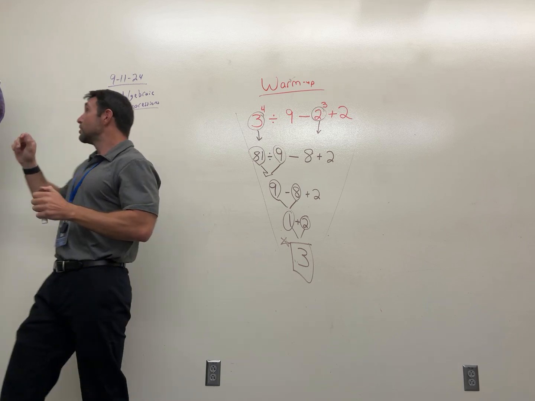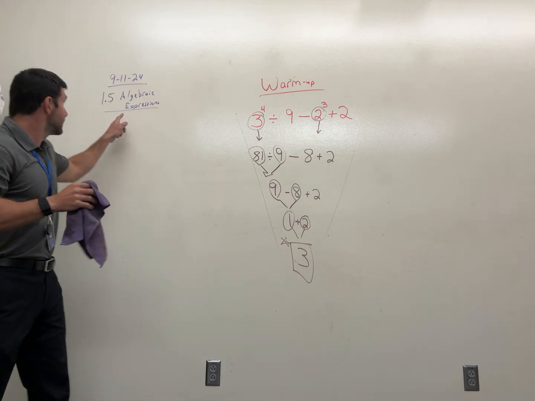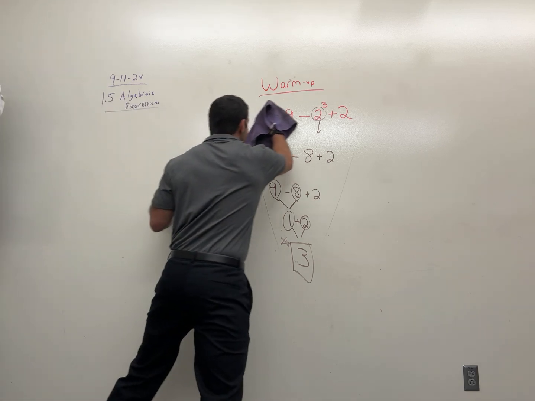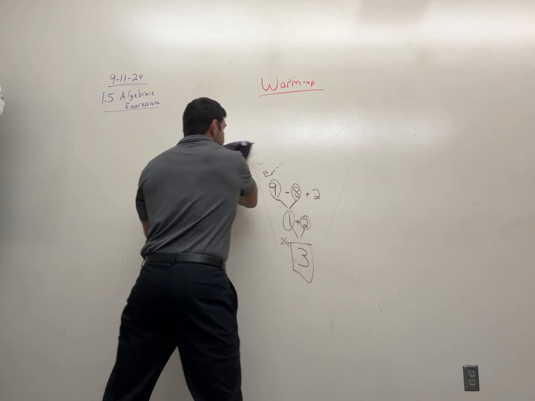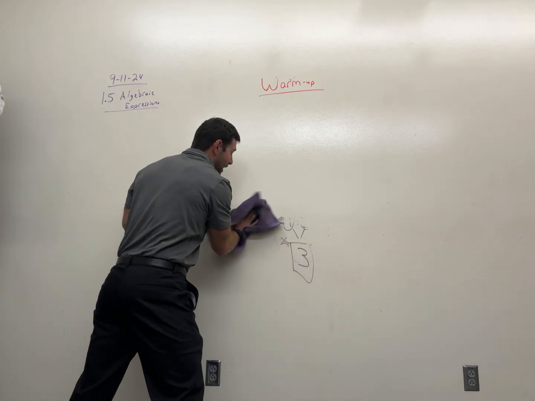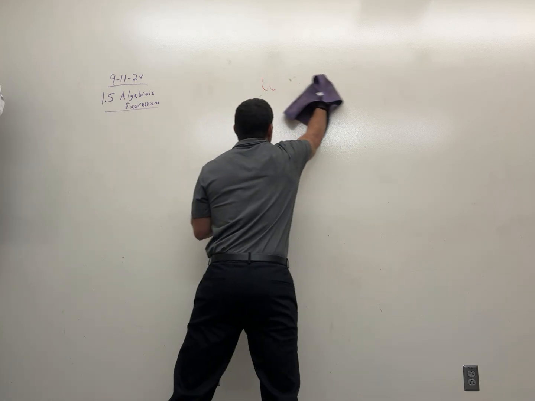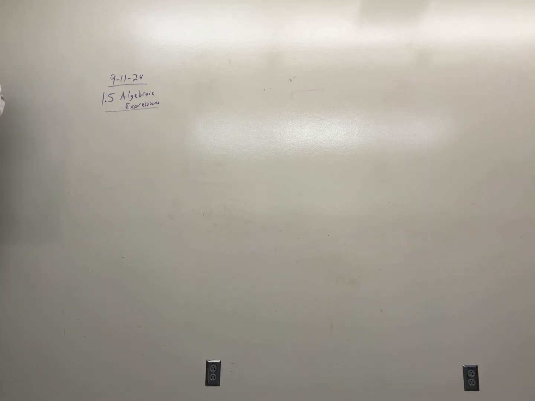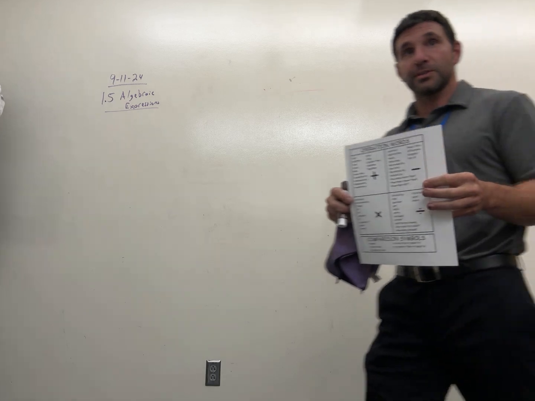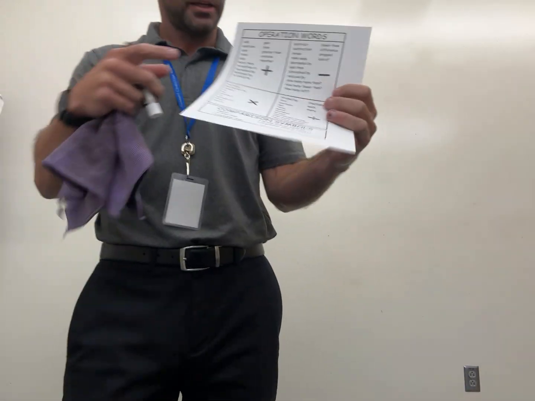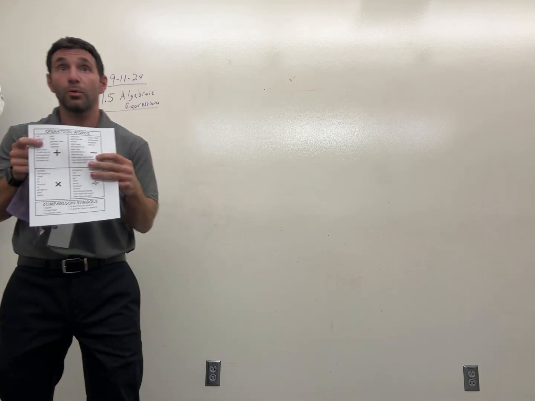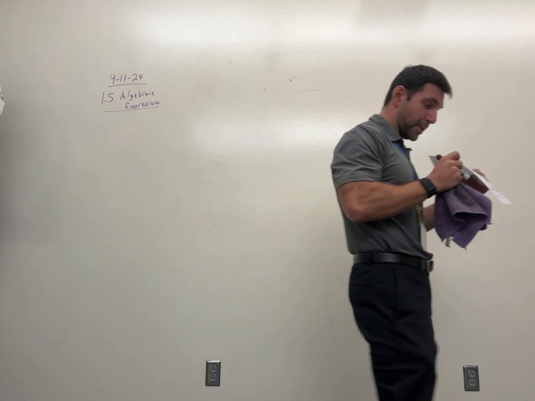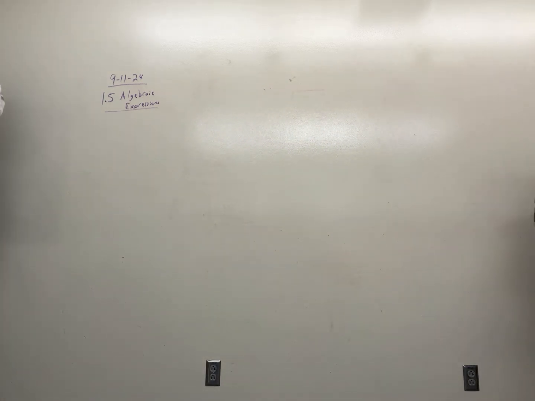May I erase? So today, we are doing section 1.5, Algebraic expressions. I have given you a handout that is verbal. What I mean by verbal is they're words that you can speak. In each little box, in the plus, these are all words that mean addition. So you have add, addition, sum, total, plus, more than, in addition to. All of those are plus words.